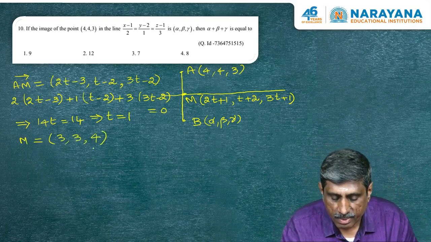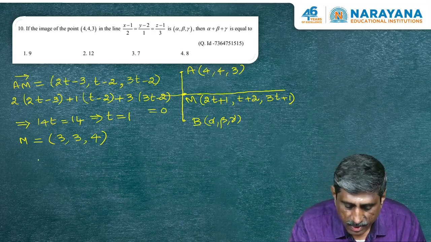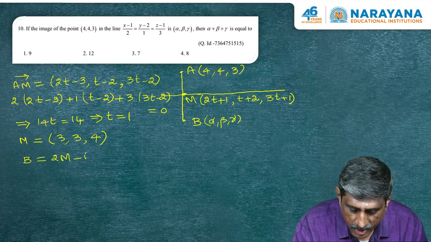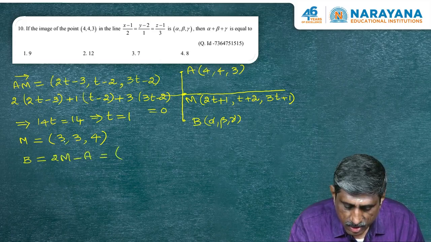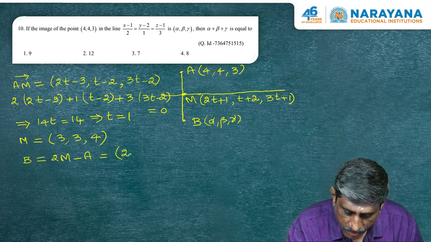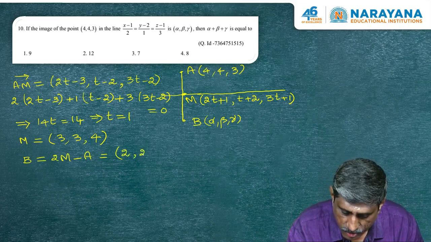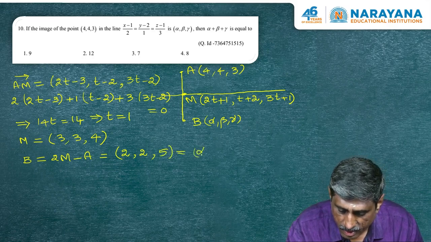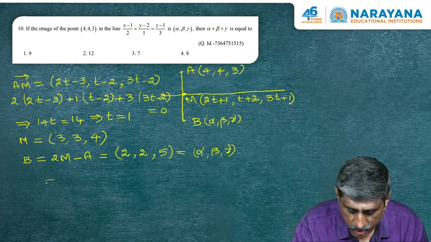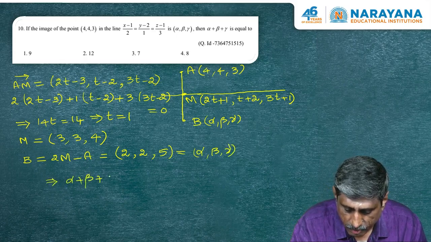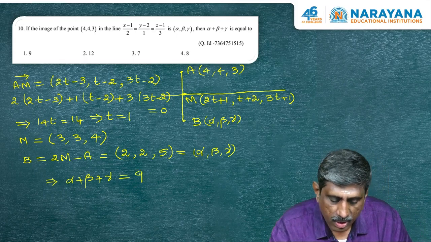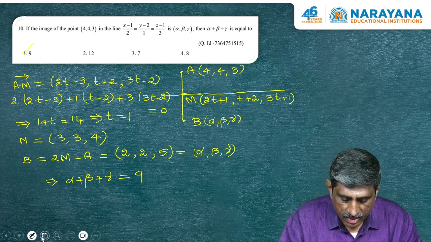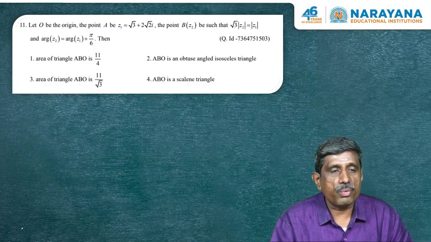Now, we have to find the point B, and because M is the midpoint of AB, the point B is equal to 2M minus A, which is 6 minus 4 is 2. Similarly, 6 minus 4 is 2, and 8 minus 3 is 5, which is alpha, beta, gamma. Therefore, alpha plus beta plus gamma is 9. So, alpha plus beta plus gamma is equal to 9 is the correct answer, which is question number 10. Now, let us move on to the 11th question.